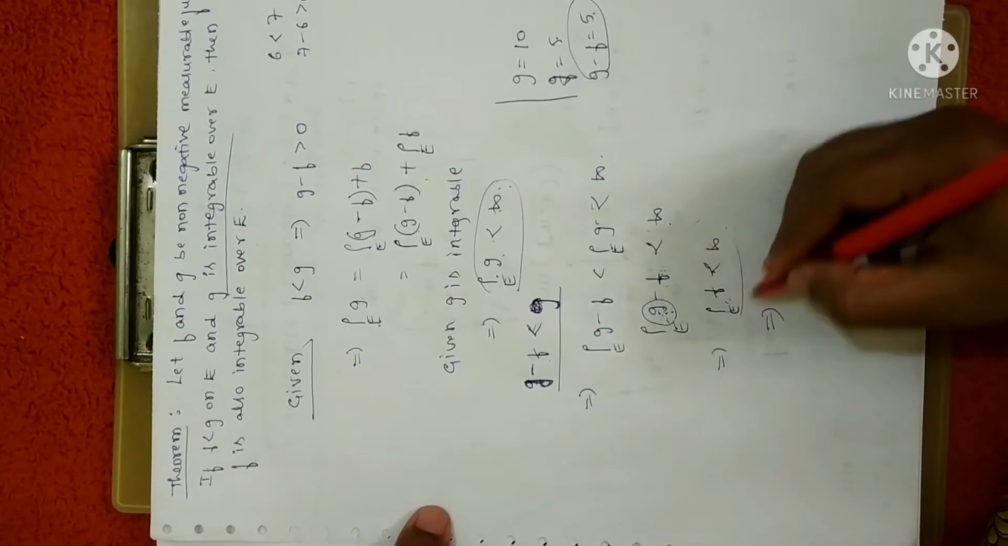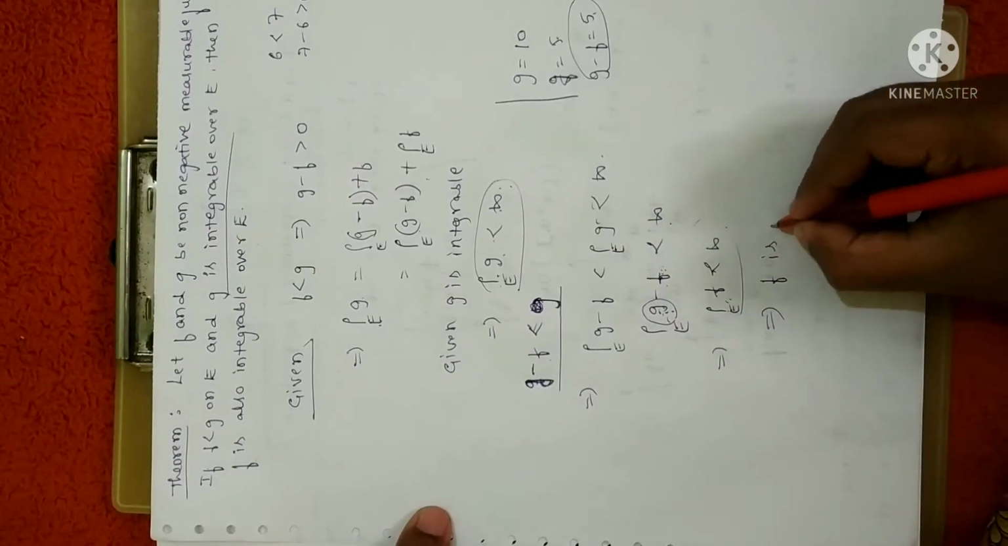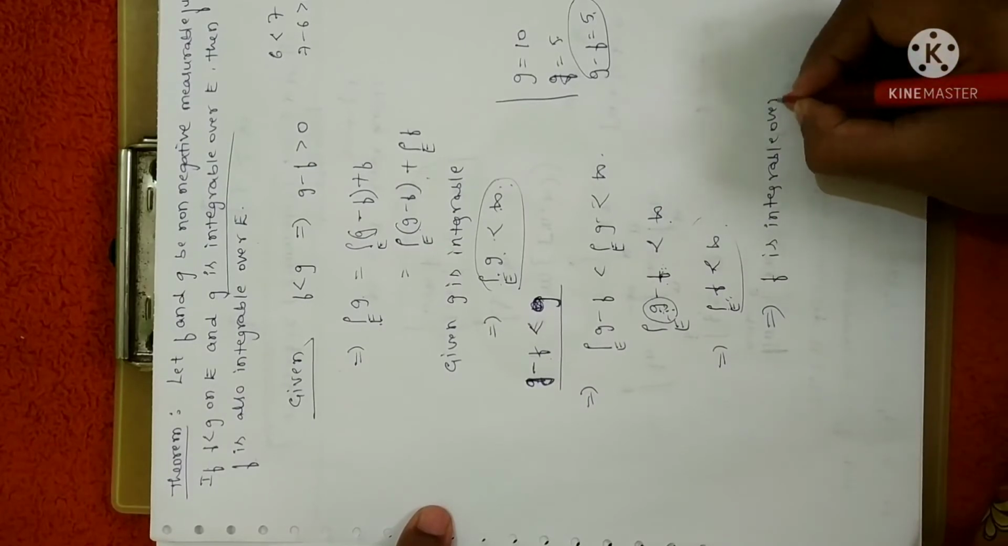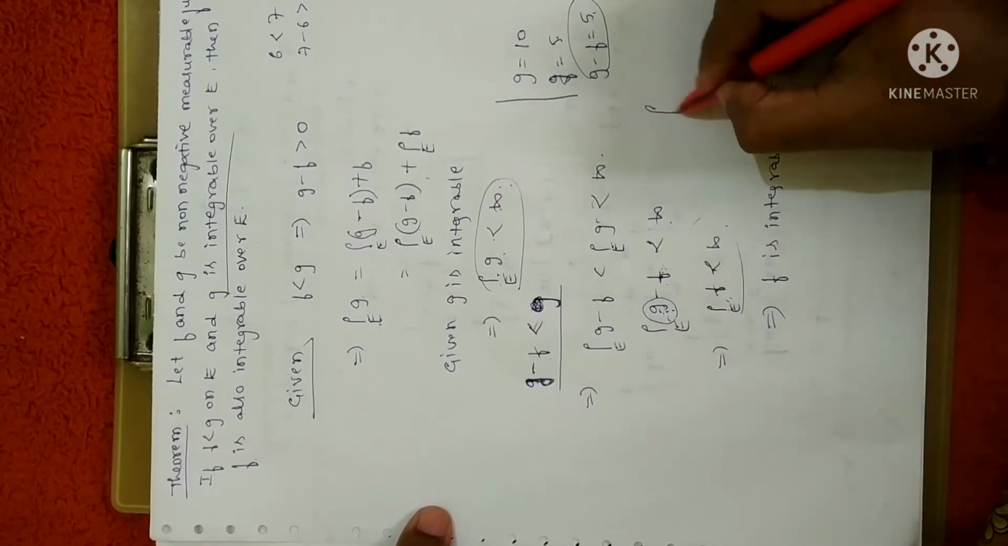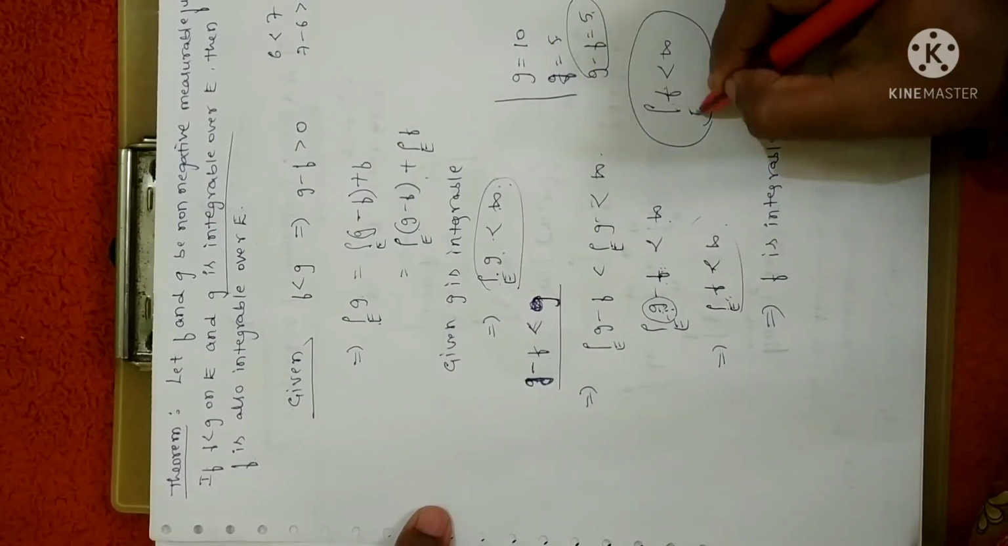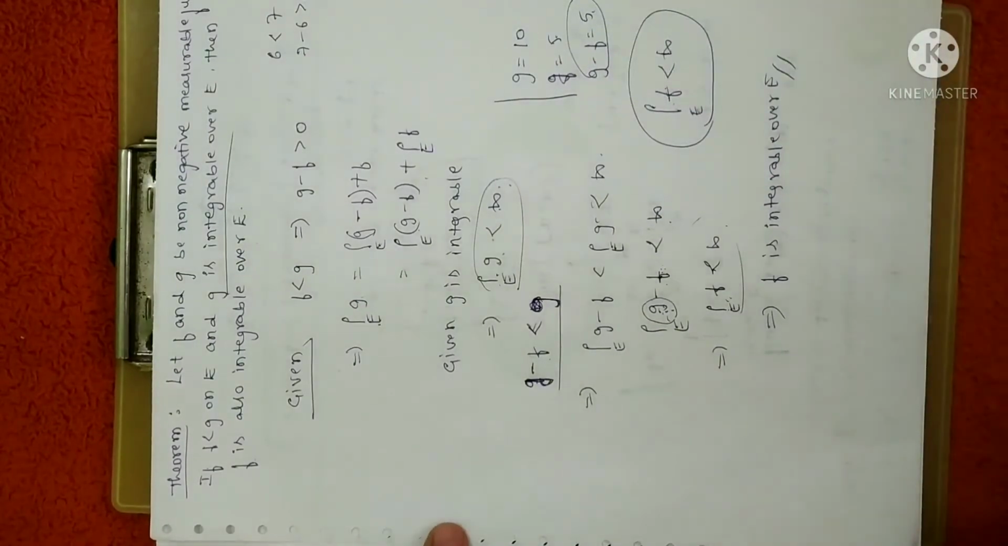So this is the definition of integrability. Therefore I can write f is integrable over e. That's all. Only thing is, when do we say a function is integrable? Only when the integral of the function over e is less than infinity. Clear?